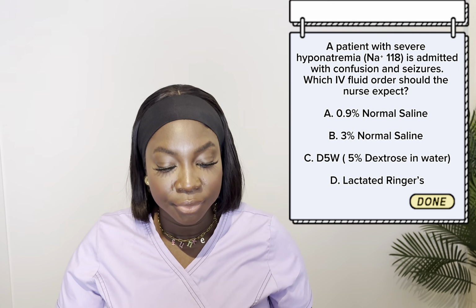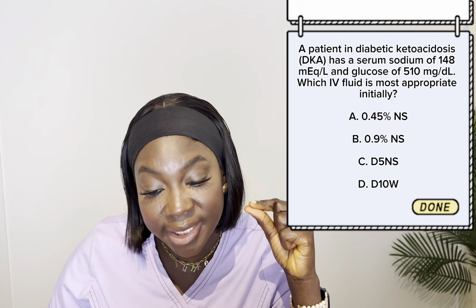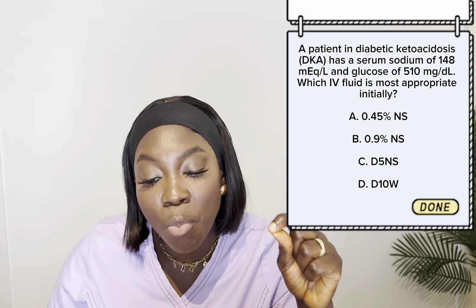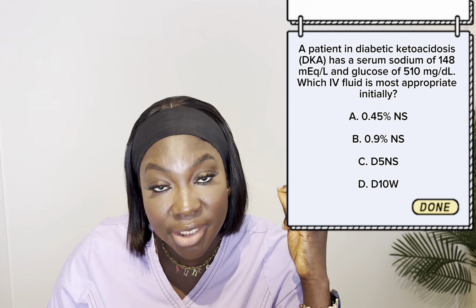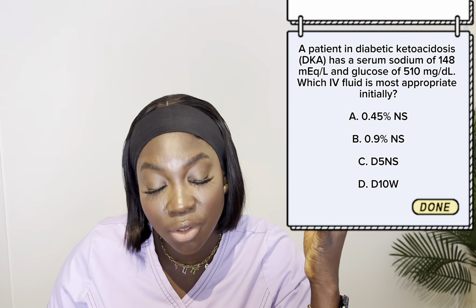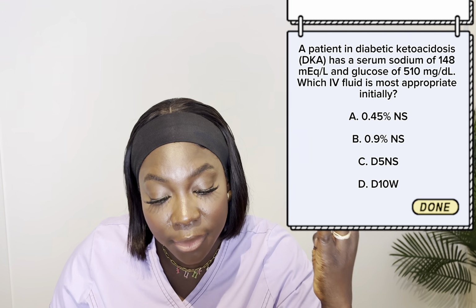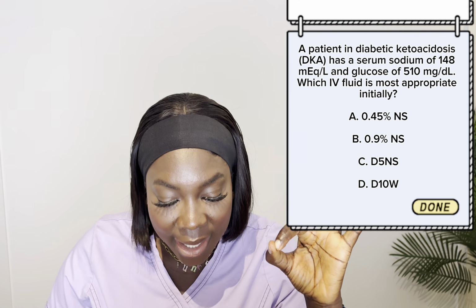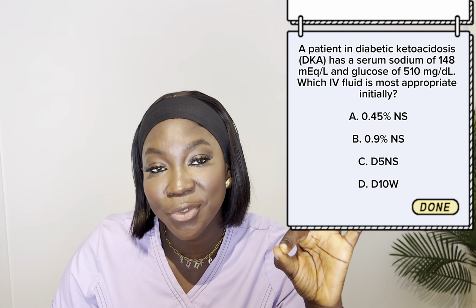Okay, let's move on. Now the next question says, a patient in diabetic ketoacidosis has a serum sodium of 148 and glucose of 510. Which IV fluid is most appropriate? A, 0.45% normal saline, B, 0.9% normal saline, C, D5NS, and D, D10W. Okay, guys, and the right answer is B, 0.9% normal saline, which is an isotonic fluid.